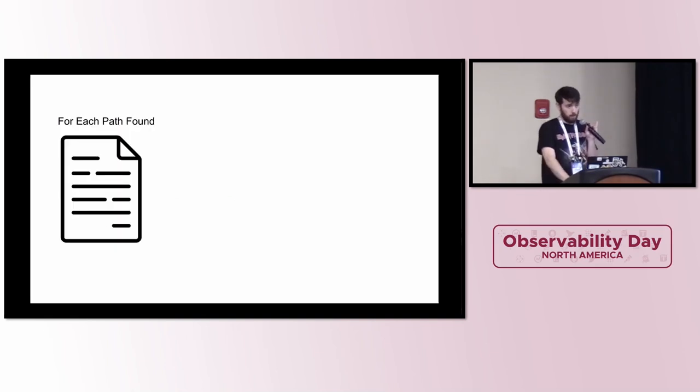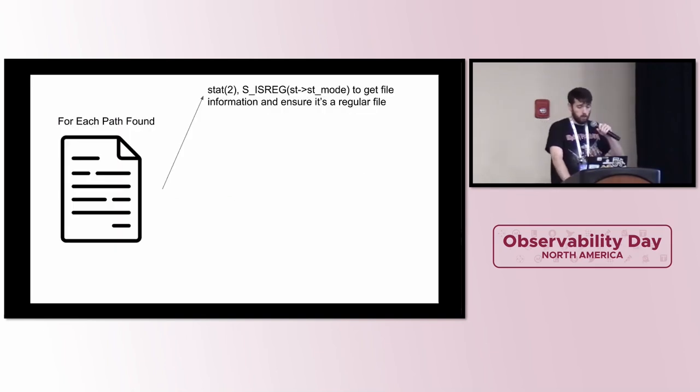We need to get information for each specific file. So what we're doing is we're going to use the stat sys call to get information about that file, which I'll talk about in the next slide, but we're also going to make sure that it is a regular file, because on Linux, devices and folders are also files, but we don't want to be trying to read logs from them. We use the open sys call to get a file descriptor.